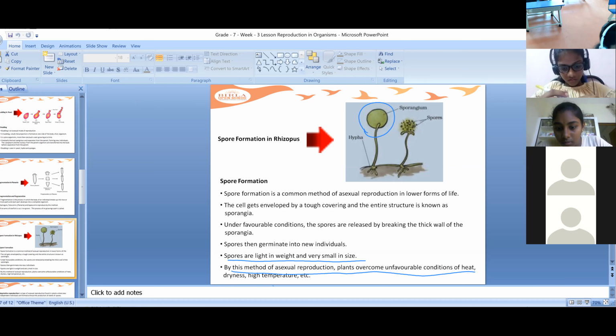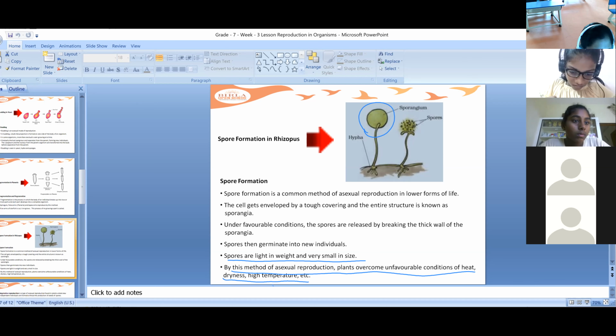So this method of asexual reproduction, plants can overcome the unfavorable conditions of heat, dryness, and high temperature. So when the conditions are not favorable, when there is a lot of heat and dryness, then they can convert themselves in the form of spores. They have a very tough covering. They can overcome very hard, hot situations, high temperatures, by forming spores. I just want to give you one more example. Okay, I think you've understood this. So I'll just erase it.